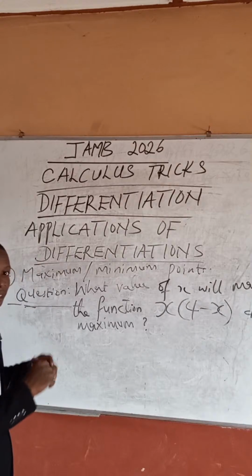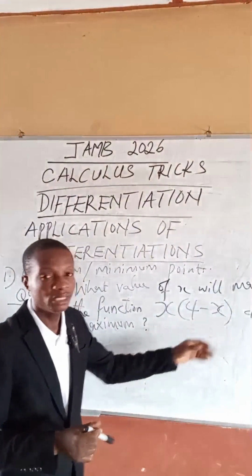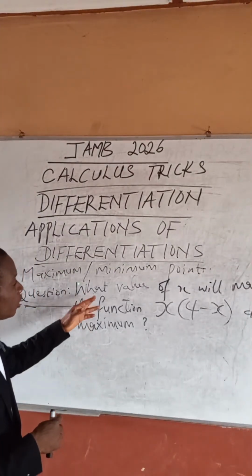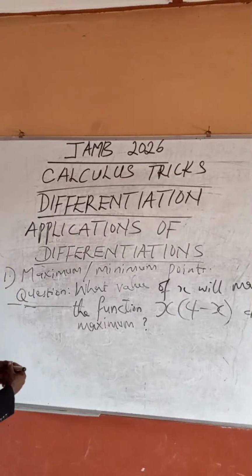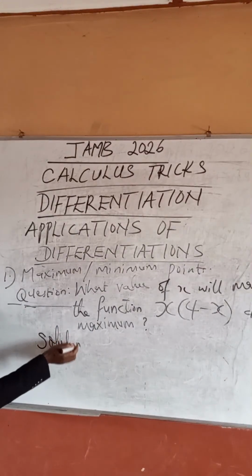Maximum and minimum points are where the curve changes direction. You see that this is a curve, right? This is where it changes direction, orientation. So what value of x will make this function a maximum? Let's proceed and look at the solution to this question. I hope you have an idea of this.